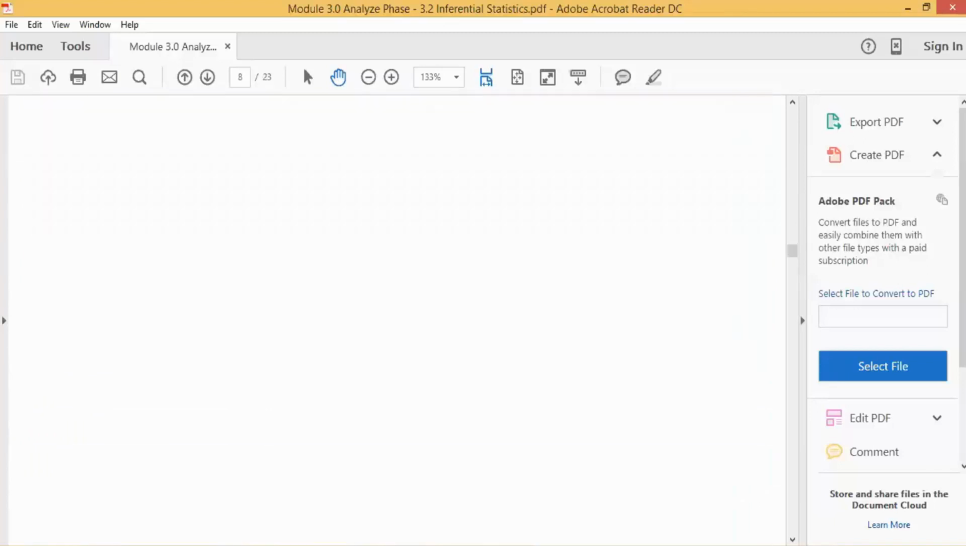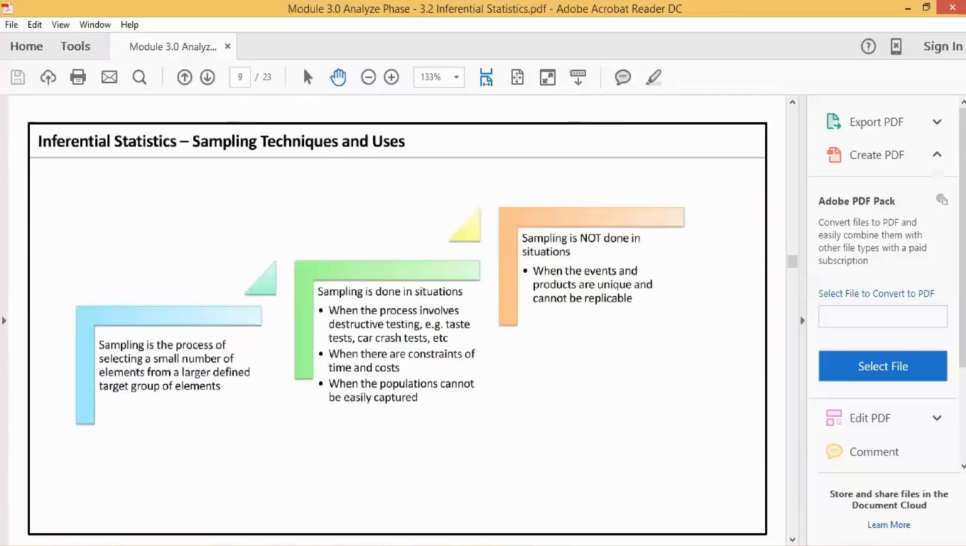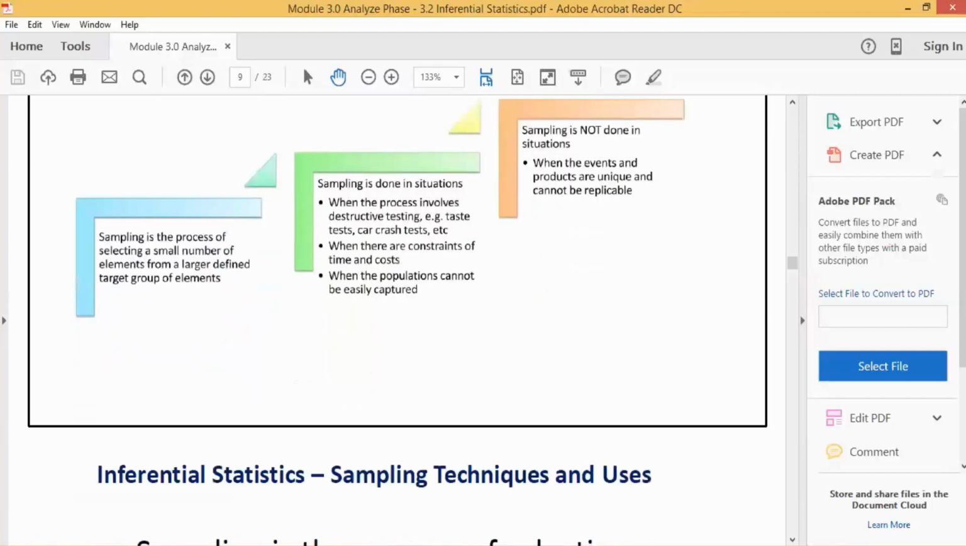Sampling techniques and uses. What are the sampling techniques? Sampling is the process of selecting a small number of elements from a larger defined target group of elements. This is very simple, very straightforward. Sampling is done in situations when the process involves destructive testing. Then there are constraints of time and cost. When the populations cannot be easily captured. This is very important. In a company like Toyota, you cannot capture the entire population. Sampling is not done in situations when the events and products are unique and cannot be replicable. That means some products which are very unique and cannot be duplicated, their sampling cannot be done.